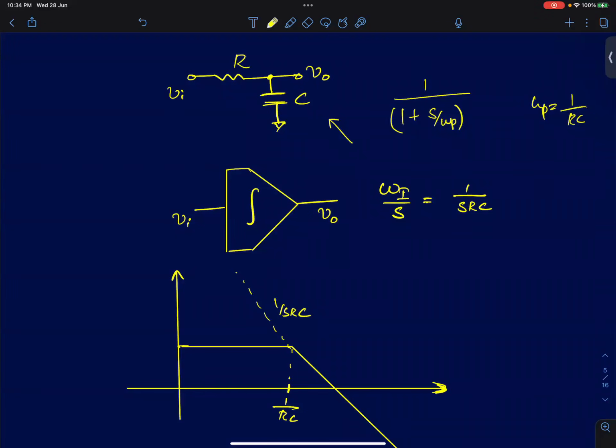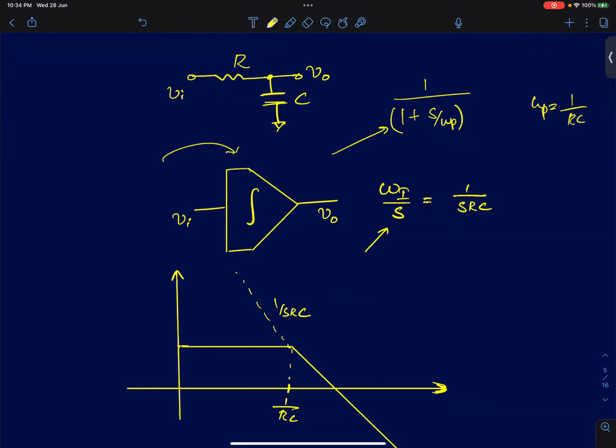Now I'll consider another circuit, which I haven't drawn the details of, but let's call it an integrator. An integrator is a function with a transfer function like this. The pole will be at DC. In case of a first order system, the pole need not be at DC. It will be in the left of the S plane.